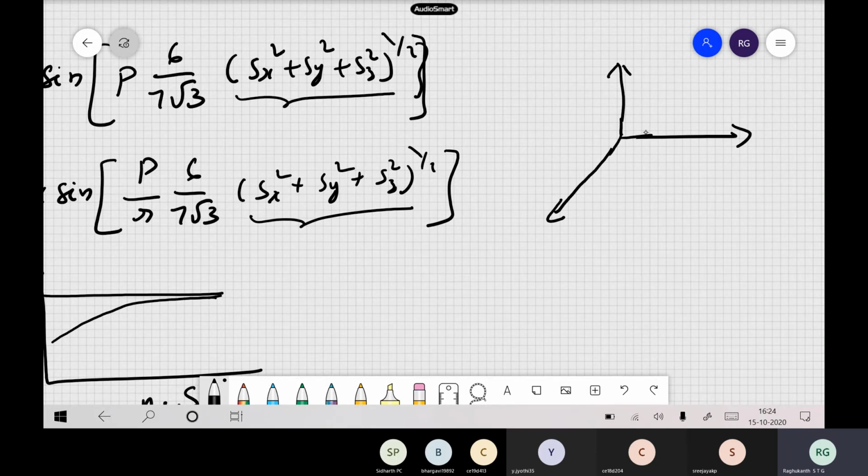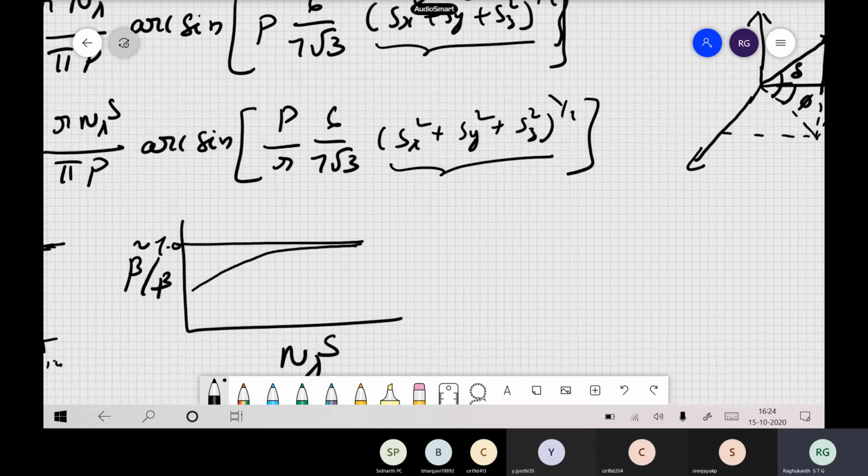So let us say I have a wave. This is my wave cell. So if I plot here, this is my wave. Instead of plotting in terms of x, y, z, this is my phi, this is my delta. I can plot with respect to phi and delta. You follow, right? I can plot in terms of phi delta.